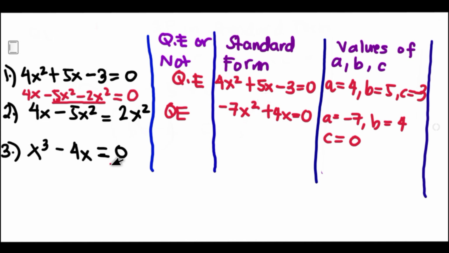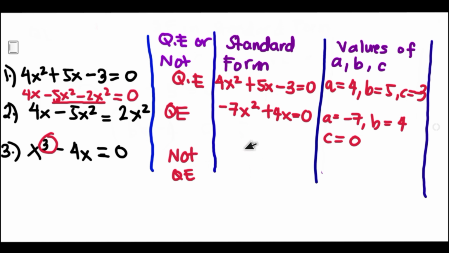And then last, x cubed minus 4x equal to 0. Is it a quadratic equation? Not a quadratic equation. Bakit? Kasi ang pinakamataas niyang exponent ay 3. Eh, sabi natin, dapat 2 lang ang kanyang exponent. Yung pinakamataas na exponent dapat 2. So, wala siyang standard form, wala na rin siyang values of A, B, and C. So, ayan po yung ating last activity.